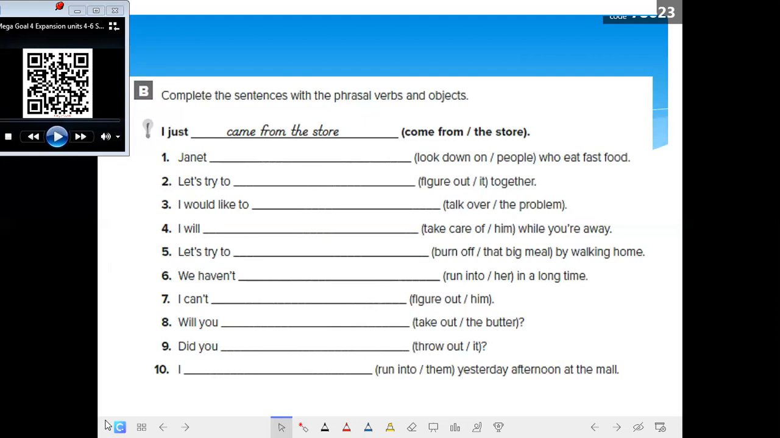اتفضل يا ليث. Yes, Mr. Leyth, I want you to answer number 1. Okay, Mr. Who eat fast food? Geniet eat fast food. أنا المطلوب مني إيش أستاذ؟ المفروض مطلوب مني أرتب بس الكلمة؟ يس، انت مطلوب منك ان انت تستخدم الفريزال فيرب. طبعا ما هي واضحة أستاذ، هي look down people. تمام. look down on people.